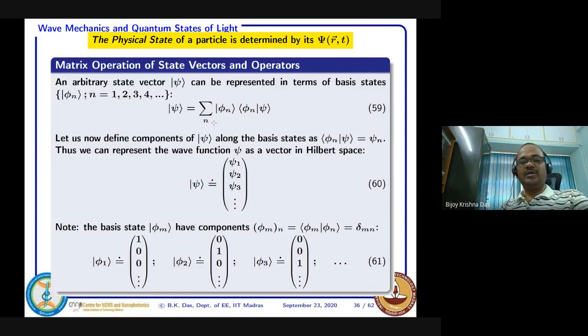Okay, this is simple, just as if you have a vector in 3 dimensions. A vector is there, so you can write ax along x direction, ay along y direction, az along z direction, and you multiply each component with its unit vector. Similar to that, you are expressing the state vector psi.